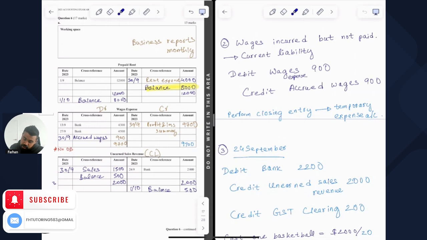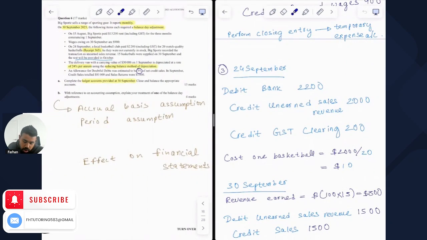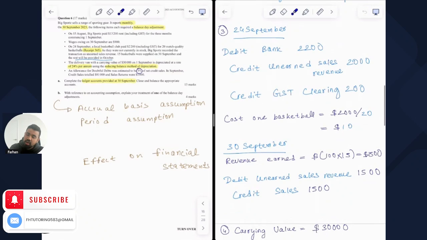Okay, so let's look into the next transaction that we have, which is transaction number 3. On 20 September, a local basketball club paid $2,200, including GST, for 20 match quality basketballs. Right, so the source document is receipt number 365, which means this was paid for using funds in the bank account. As they were currently not in stock, Big Sports recorded the transaction as unearned sales revenue. 15 basketballs were supplied on 30 September, and the rest will be provided in October. So let's understand what's really happening here.